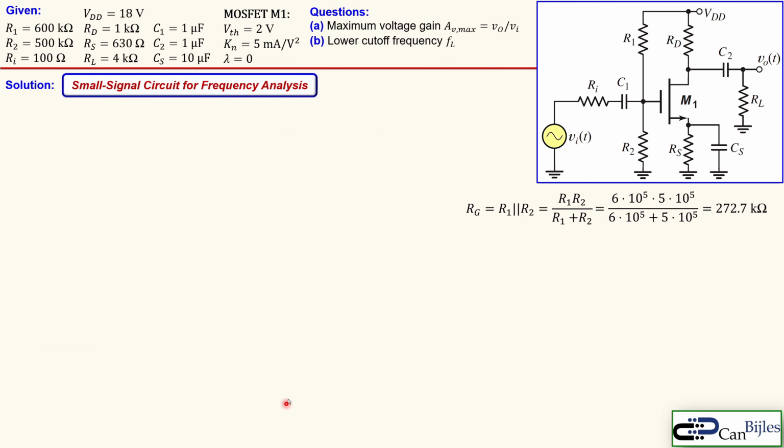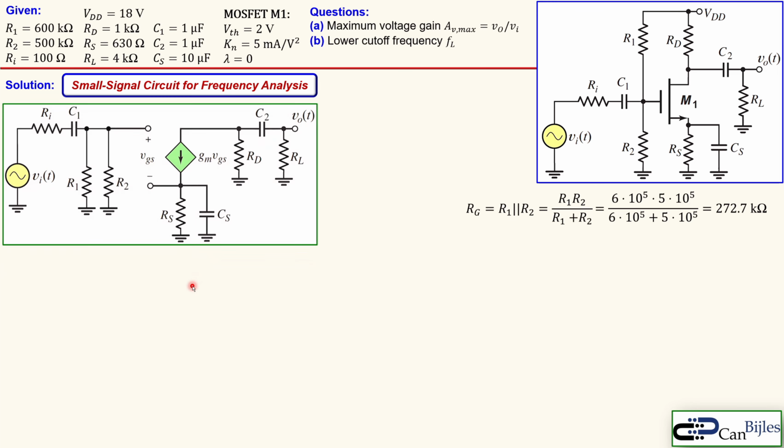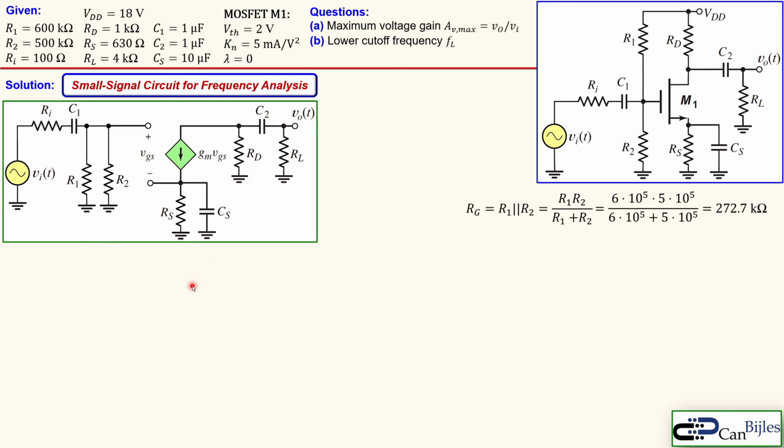Okay, continuing now for the lower cutoff frequency. For that we need to go to the small signal circuit for frequency analysis, and that means the 3 capacitors C1, C2 and CS will come into the picture. You see that here. And what we will do now is use the short circuit time constant method. So we will consider one capacitor at a time. That is the method we are talking about. So we consider one capacitor at a time, like in superposition, and then we will evaluate how we approximate the lower cutoff frequency later.